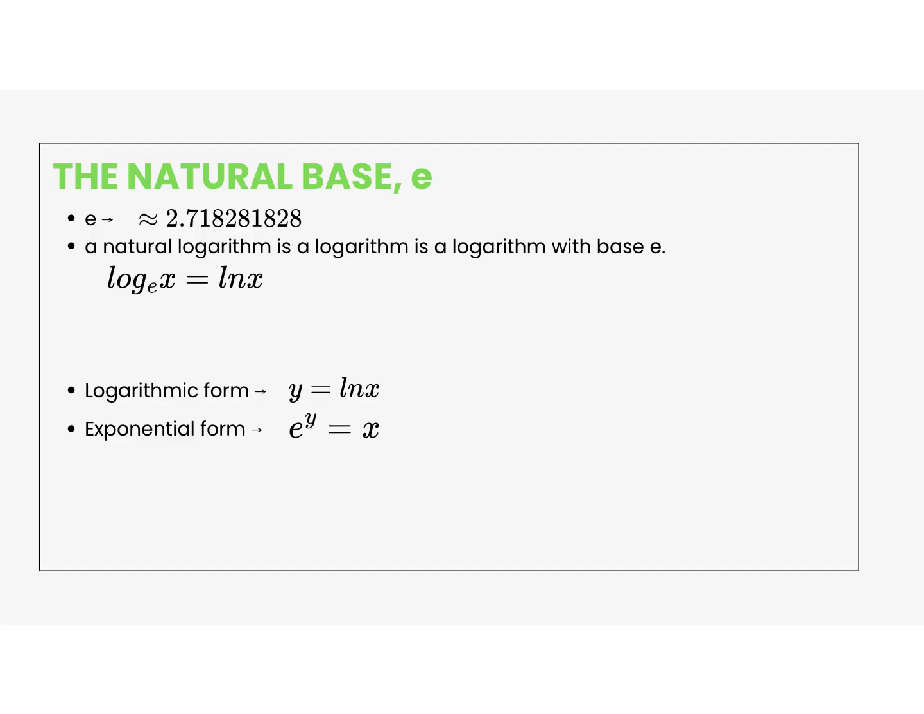Okay? So in the last section, we talked about a common log, which was base 10, but we also have another type of log that is the natural log. And the natural log is base e. So instead of writing log base e of x, we just write ln for natural log of x. And it works the same, just like our other logs do. So in logarithmic form, we would write ln of x. And then in exponential form, because again, that base, even though we're not writing it, is e, it would be e to the power of y equals x.